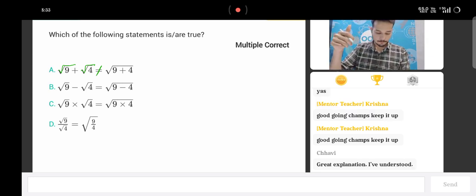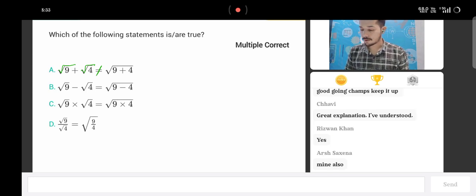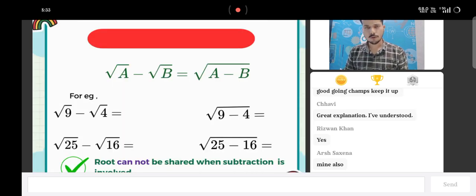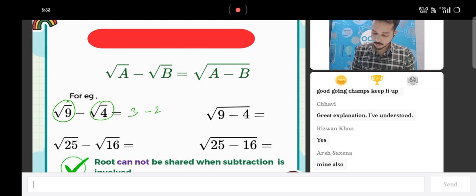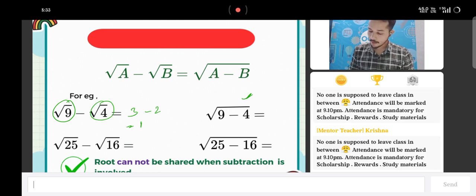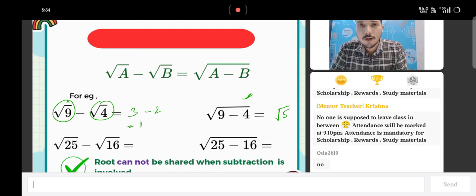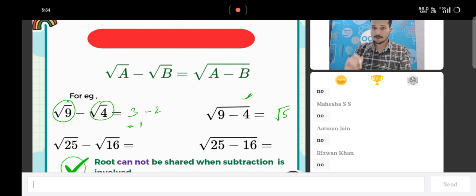Students, understood? Let's talk about subtraction. Let's do the same thing, okay? So root 9 is 3, root 4 is 2. If you subtract, you will get 1. And here you are getting root of 9 minus 4, which is root 5. Tell me, students, is 1 and root 5 equal? Are they equal, students? Again, no. Okay, let's try one more.